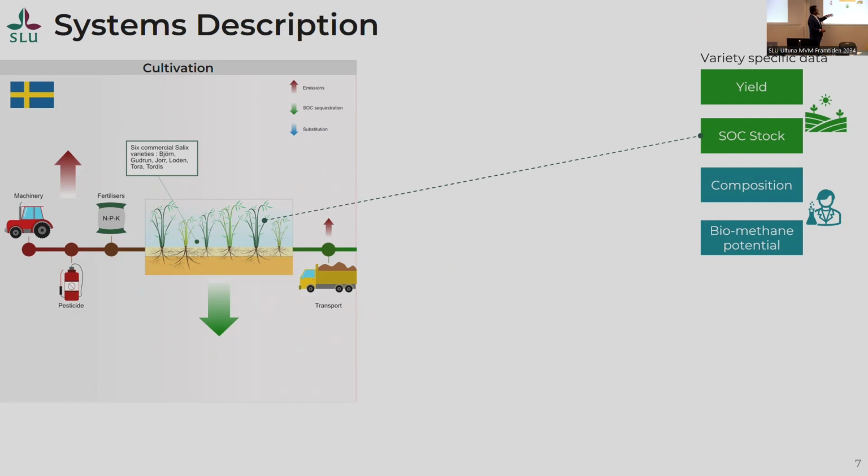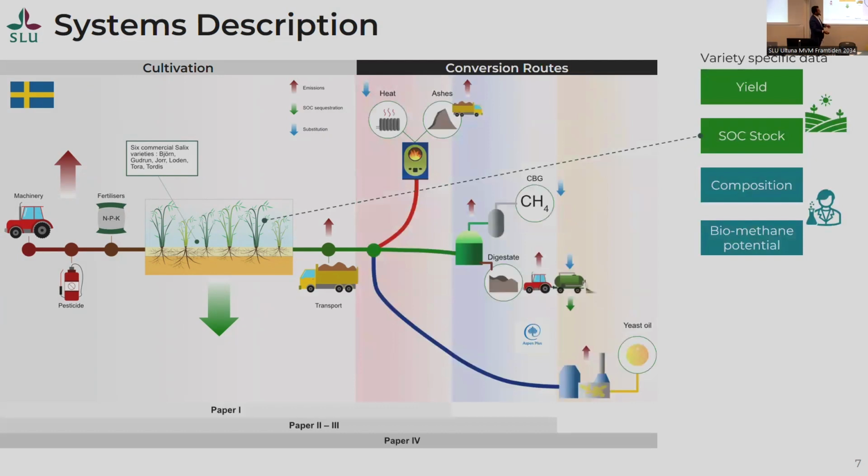After the Salix is harvested, it is transported, and then it goes into these 3 conversion routes that I described just before. In the first one, we have the production of heat, and we have ashes as the byproduct. In the second conversion route, we have biogas production, which is compressed to produce compressed biomethane, and we have digestate, which can replace mineral fertilizers. And in the third case, we have production of yeast oil.